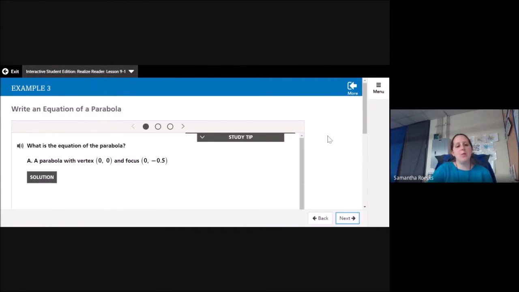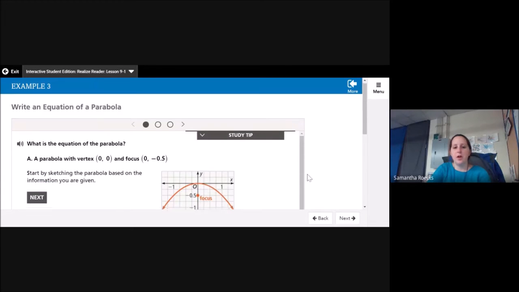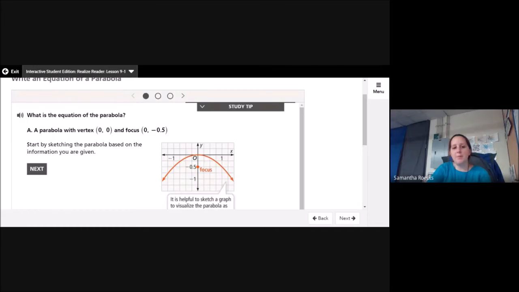All right, example 3: write an equation of a parabola. What is the equation of the parabola with vertex (0, 0) and focus (0, -0.5)? Start by sketching the parabola based on the information you're given. Here's my vertex at (0, 0). And the focus is (0, -0.5), which means my focus is down here, which means my parabola is going to open downwards.